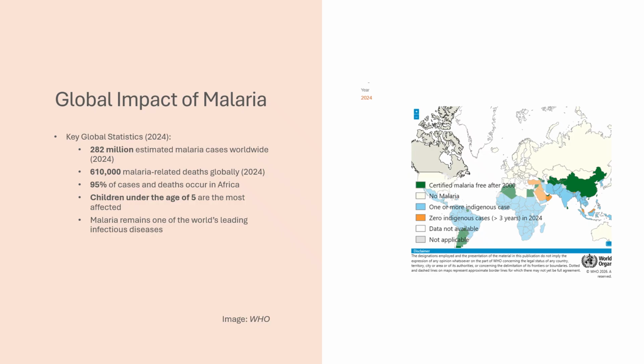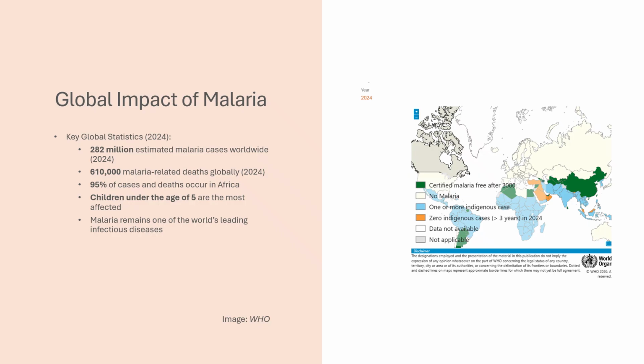Approximately 95% of malaria cases and deaths occur in this region. And children under the age of 5 are the most affected group because they have not yet developed immunity against the parasite.